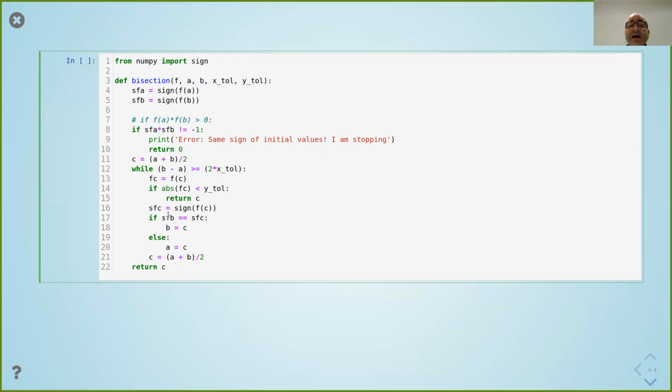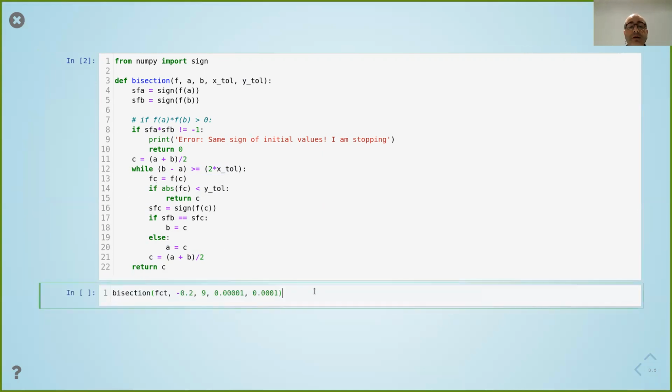Now, if the sign of b is not the sign of c, then I should be working on cb, which means repeat everything while a becomes equal to c. So this here is the repetition structure. We'll have to keep working here as long as the interval is bigger than twice the tolerance in x, and, in the return statement, the value of f of c is bigger than the y tolerance, all right? So this is how we go about computing this. This is the implementation of the bisection method.